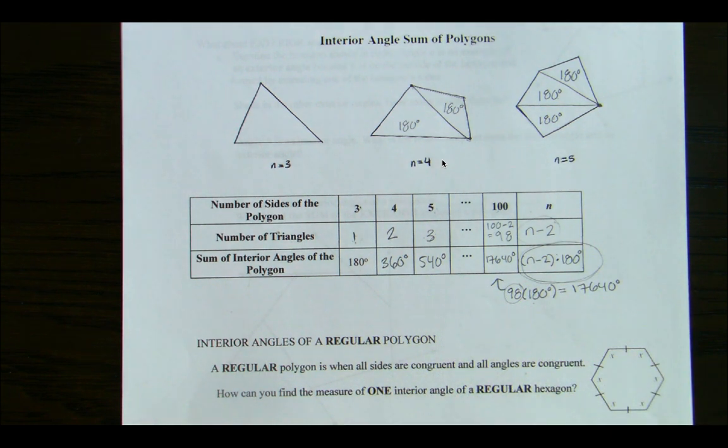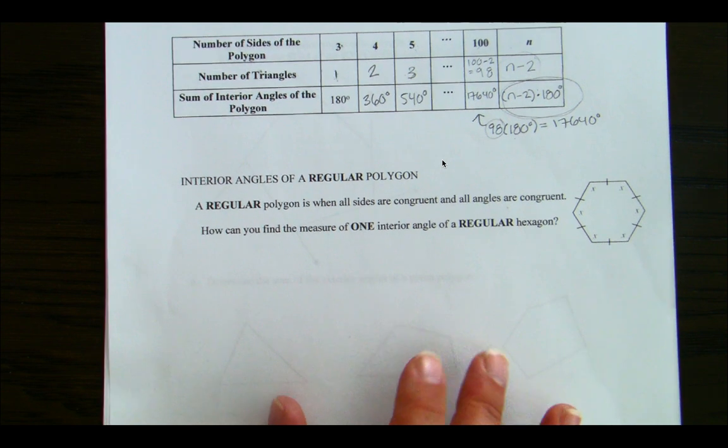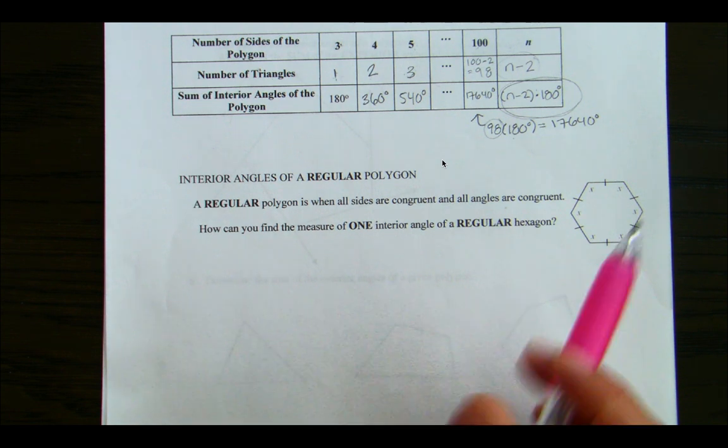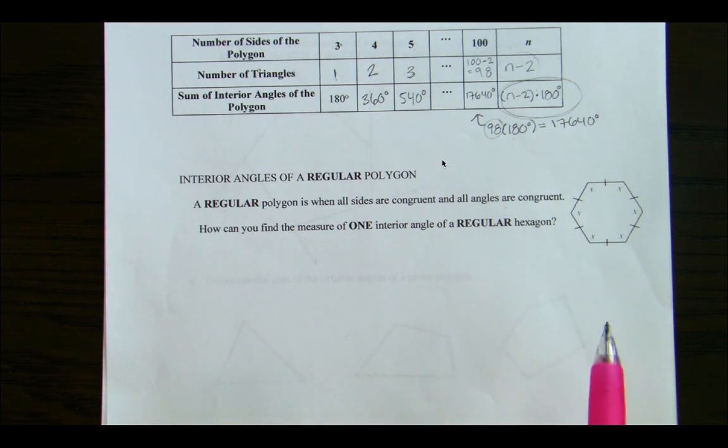From there, we're going to be looking at interior angles of a regular polygon. This is very important. Regular polygons mean that they have the same size of sides and all of their angles are exactly the same. So we're talking about everything being congruent. Notice in this example, we have this shape. We have 1, 2, 3, 4, 5, 6. So we have a hexagon.